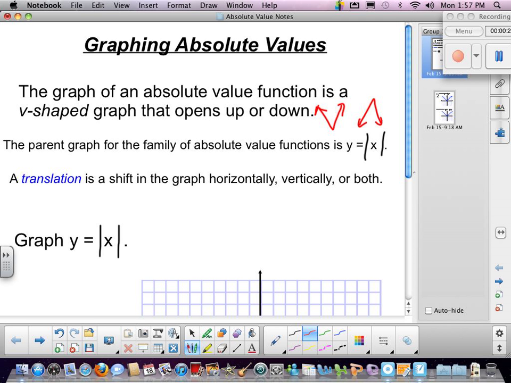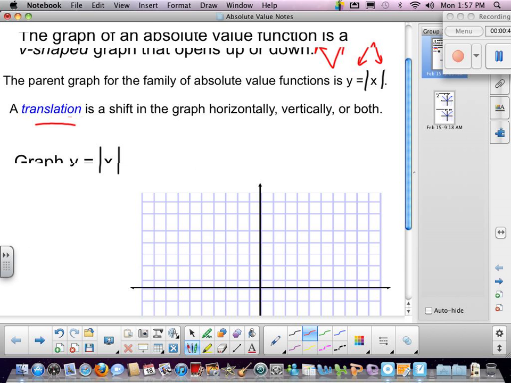Alright, now the parent graph for the family of absolute value functions is y is equal to the absolute value of x. Okay, a translation is a shift in the graph horizontally, vertically, or both. That means we're going to take the parent graph, y equals the absolute value of x, and shift it left, right, up, or down, or maybe a combination of the two.